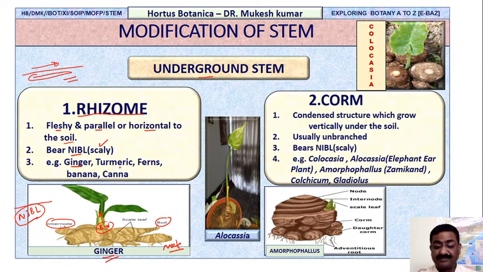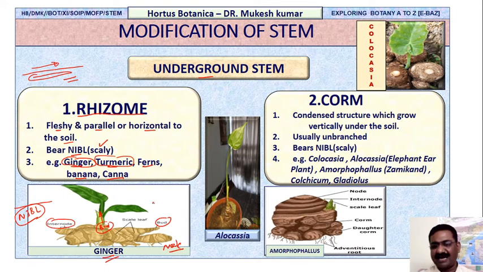In the case of ginger, turmeric, right? Fern plants also have rhizome, you will study in Pteridophyta, and banana as well as canna. So all these plants have rhizome. Our NCERT has mentioned two very important plants, just recall: one is ginger and the second is turmeric, isn't it? So this is all about the rhizome.